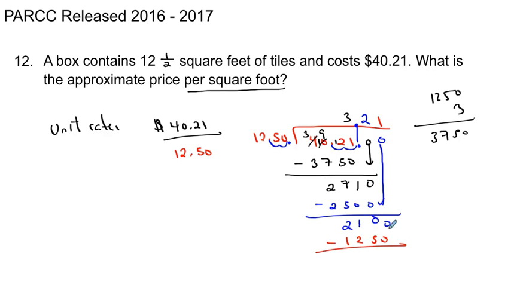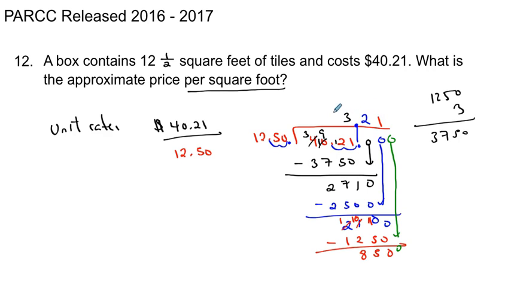Let's subtract 1250. 0 is good. This is going to turn into a 0. This is going to turn into a 1 after you borrow. 10 minus 5 is 5. This is going to turn to 1. 10 minus 2 is 8. Bring down a 0. Alright, so this should be the last time.